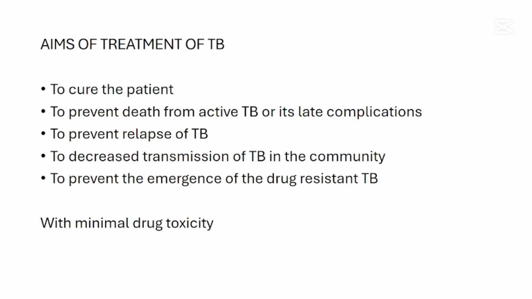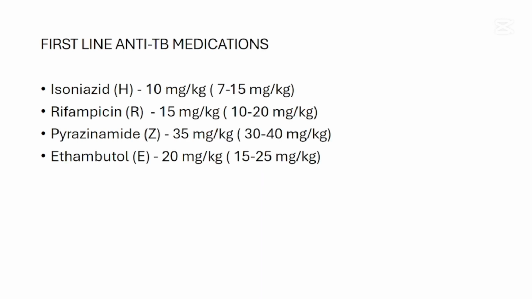So the aims of treatment of TB in pediatrics: the first aim is to cure the patient, then to prevent death from tuberculosis or late complications, and to prevent relapses of TB and risk of transmission, as well as to prevent emergence of drug resistance with minimal drug toxicity.